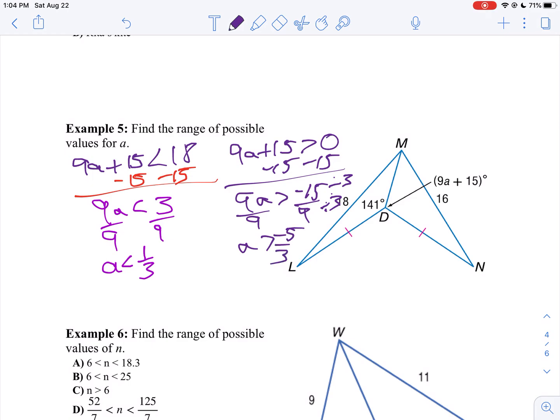So the value of A is between negative 5/3, and A can be negative just as long as the angle isn't negative. So negative 5/3 is the smallest A can be, but it actually can't be that because the angle would be 0. So negative 5/3 is less than A, which is less than 1/3. So A is all the values in between those two. At this point, I'd like you to pause the video, do example 6, then come back.